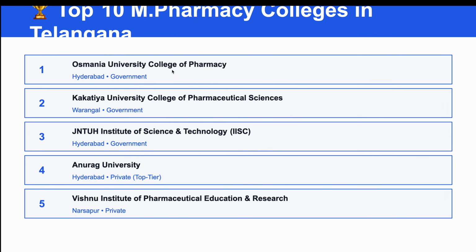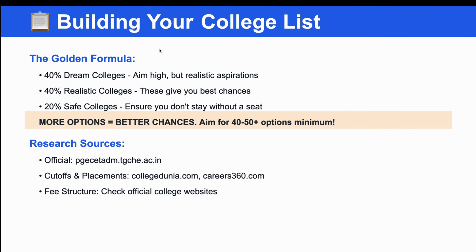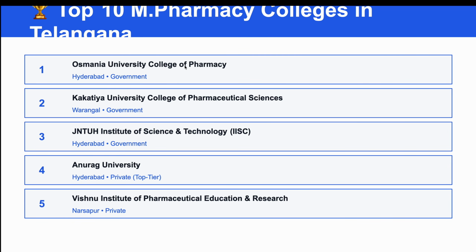Now the top 10 M.Pharmacy colleges in Telangana. First one is Osmania University College of Pharmacy, which is a government college, and next is Kakatiya University College of Pharmaceutical Sciences, which is also a government college located in Warangal. Then comes JNTUH Institute of Science and Technology. It is also a government institute in Hyderabad. Then comes Anurag University. It is a top tier private college. And then Vishnu Institute of Pharmaceutical Education and Research. This is a private college located in Narsapur.